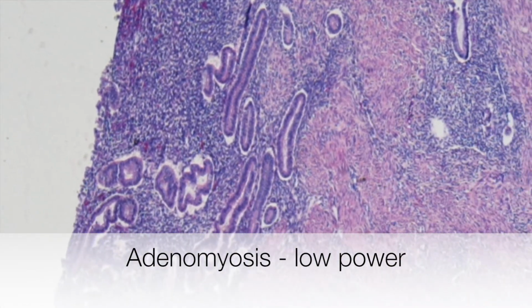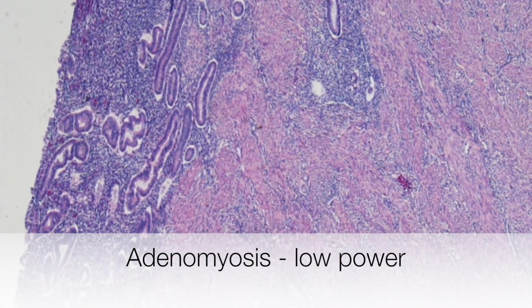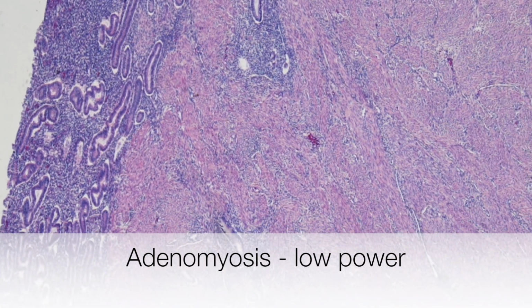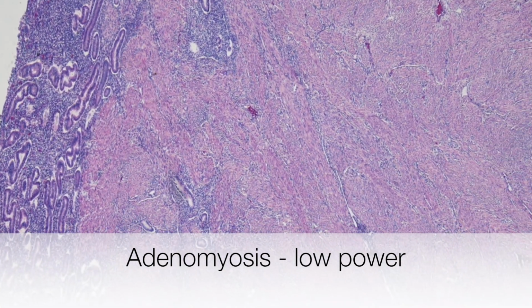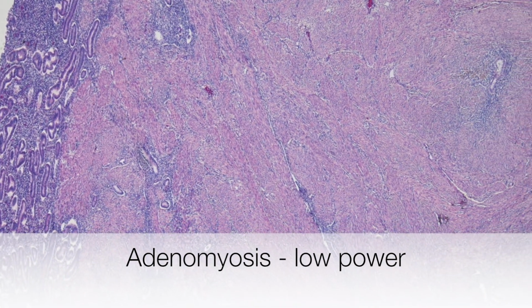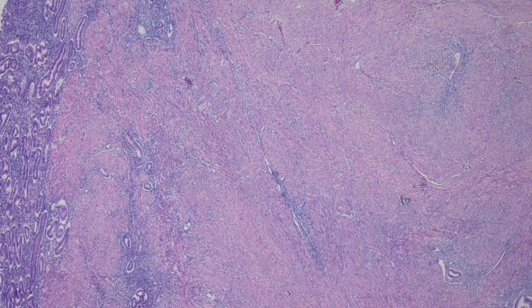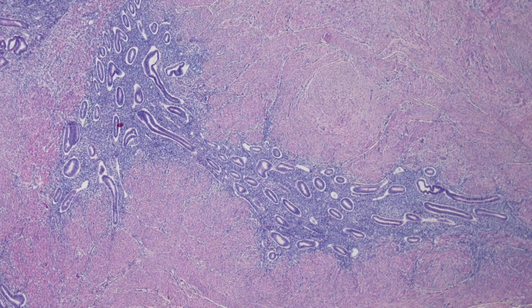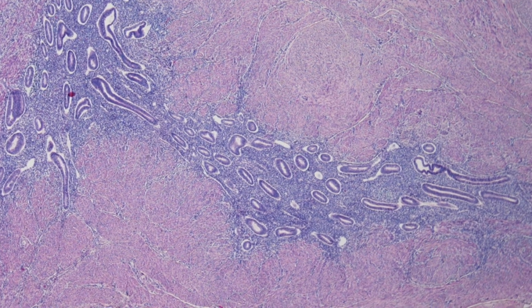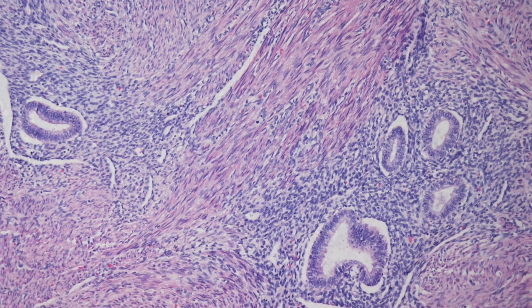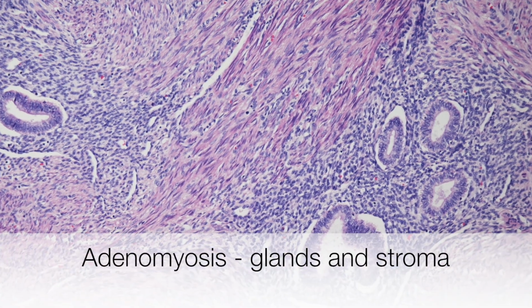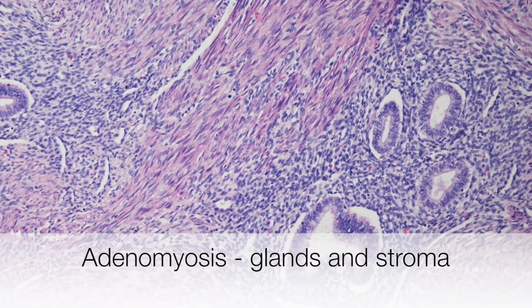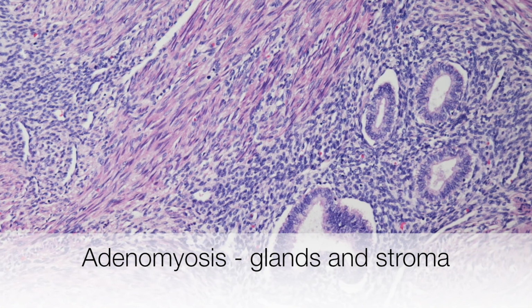Here is the endometrium, and as we zoom out, you can see endometrial glands and stroma deep in the myometrium. And on a higher power you can see that the endometrial glands and stroma are normal.